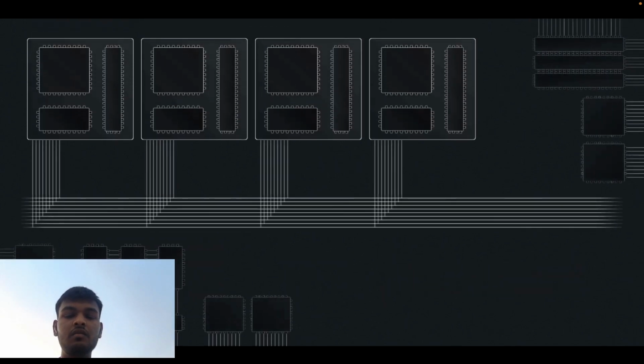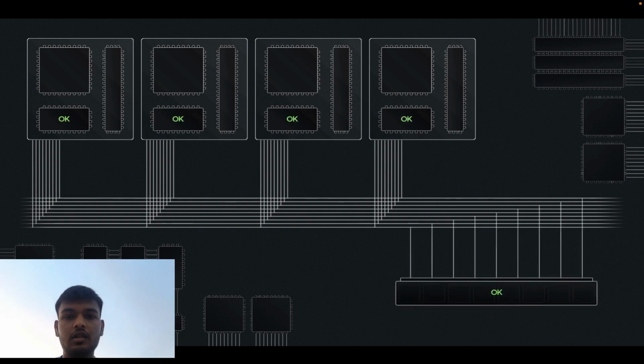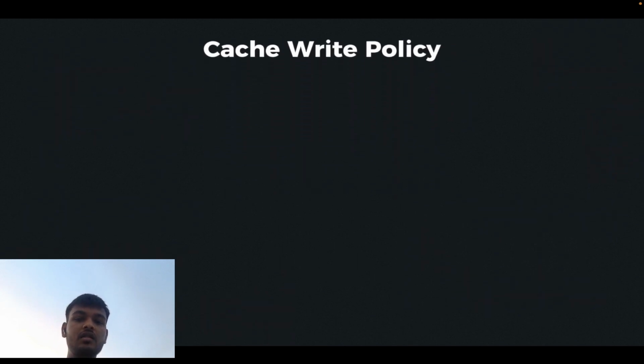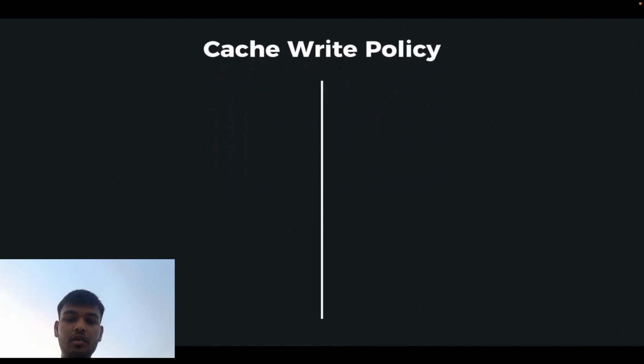This problem is seen as more critical in multi-core and multiprocessor systems, as shown in the animation, where each core or processor has its own cache memory. They are connected to the same main memory. As a result, if one core modifies data in its cache without updating main memory or notifying other caches, other cores might continue reading outdated data from memory. To address this issue, cache write policies were introduced.